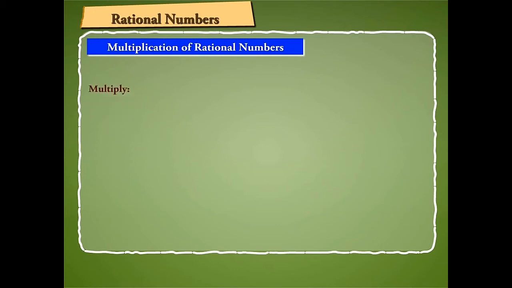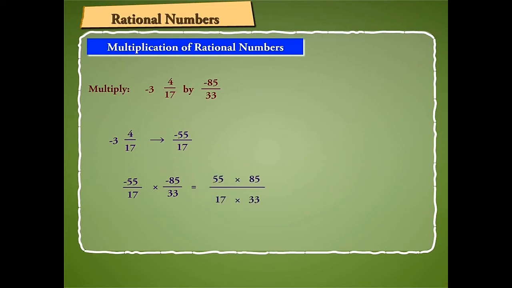Multiply minus 3 4 by 17 by minus 85 by 33. First, we express minus 3 4 by 17 as minus 55 by 17. Now multiply minus 55 by 17 into minus 85 by 33. We get 55 into 85 divided by 17 into 33. After simplification, we get 25 by 3. That is equal to 8 1 by 3.